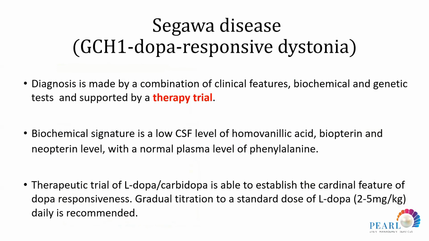So for Segawa disease, usually the diagnosis is made by a combination of clinical features, biochemical and genetic testing, supported by a trial of therapy. Usually we start L-DOPA 2 to 5 milligrams per kilogram daily.